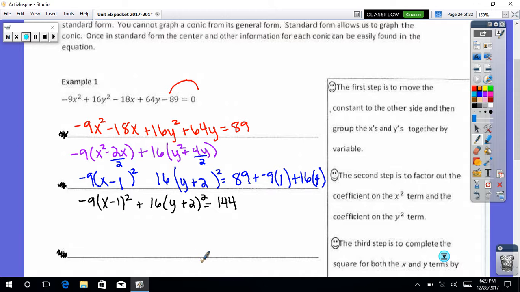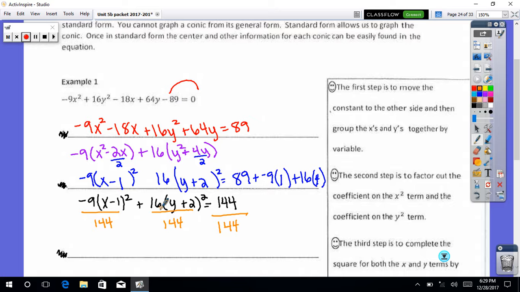Okay, and then remember, all ellipses and hyperbolas are always set equal to 1, so I'm going to divide by 144. Everybody gets divided by 144. And the only thing that should simplify is that you're left with a 1 on top and a different number on bottom. So this negative 9 and this 16 should disappear if I did the math right.